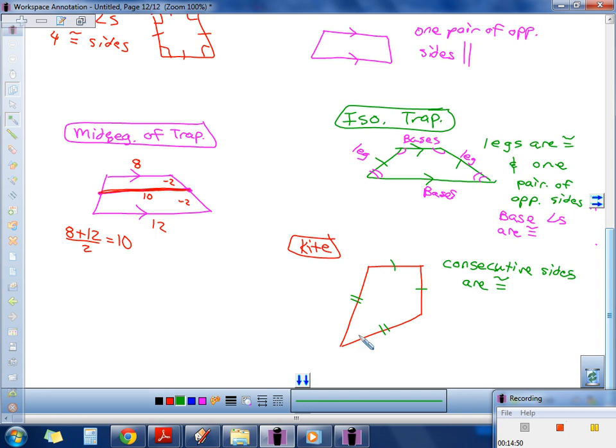We learned a little bit more that I don't mind to add. Does anybody remember any other key properties? Okay, only one pair of opposite angles congruent. Good job. There's one other thing we said about it. Diagonals are perpendicular. Awesome. So diagonals came down through here. They're perpendicular. Diagonals are perpendicular.